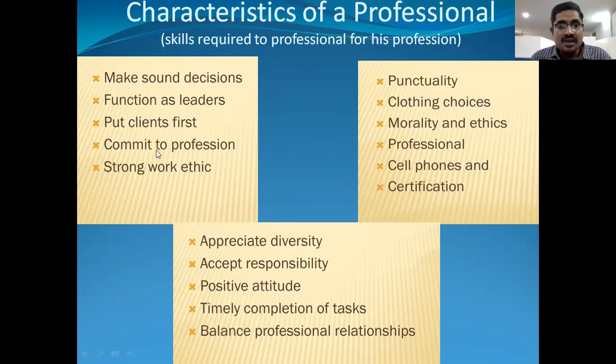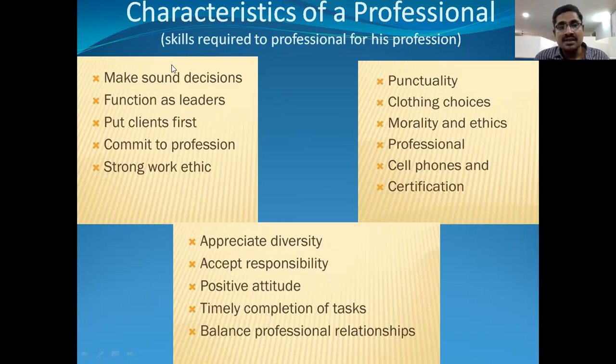Next, commit to the profession. Next, strong work ethics, punctuality and clothing choices. Next, morality and ethics, professional self-image and certifications. Next, appreciate diversity. Next, accept the responsibilities. Next, having a positive attitude and timely completion of tasks. Next, balance professional relationships, meaning maintain relationships in the workplace and with colleagues, right? All these things come under professionalism.